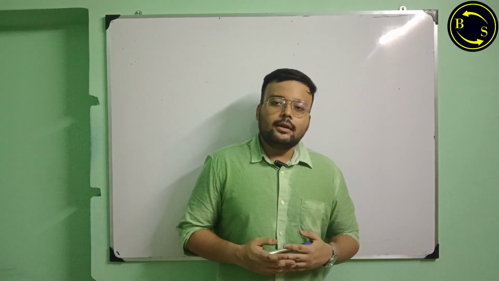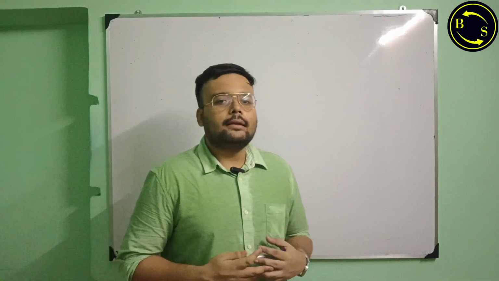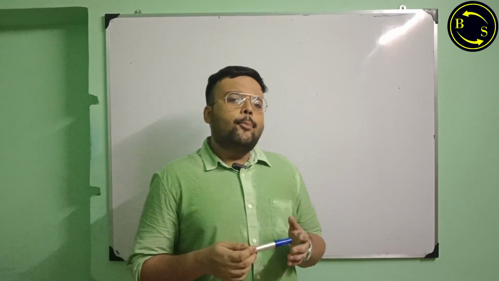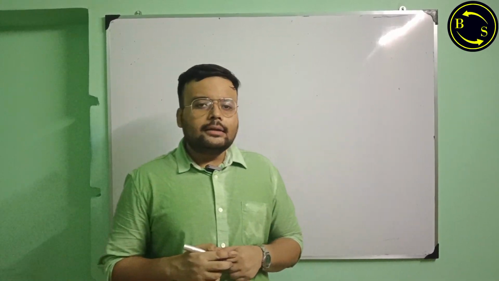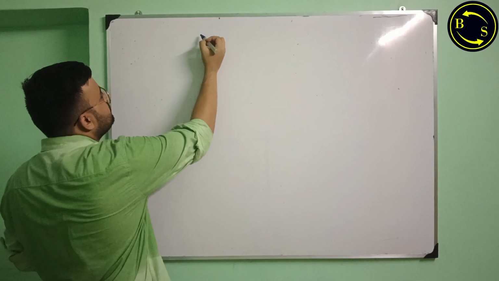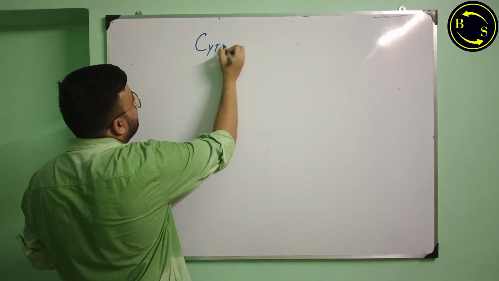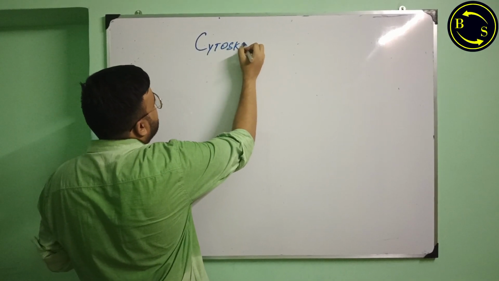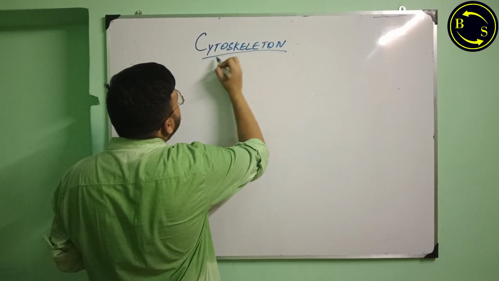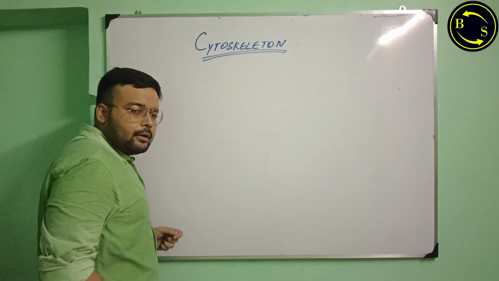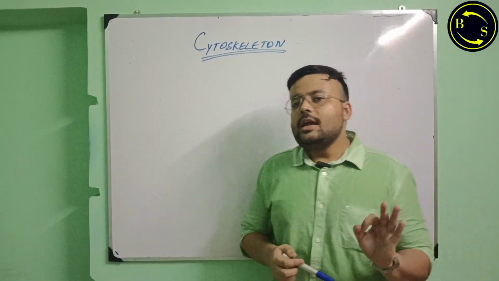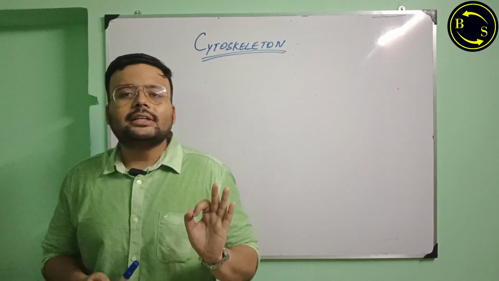So we were studying the structures and functions of cells. Now we will look at another important cell organelle, that is the cytoskeleton. The cytoskeleton is an organelle that is not generally visible, but it is very important to maintain three essential functions of the cell.